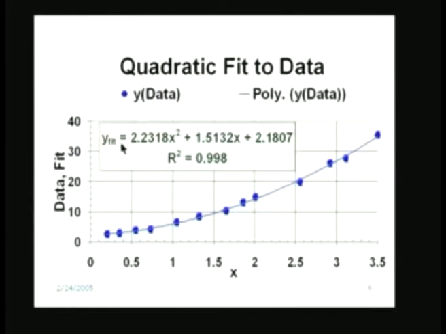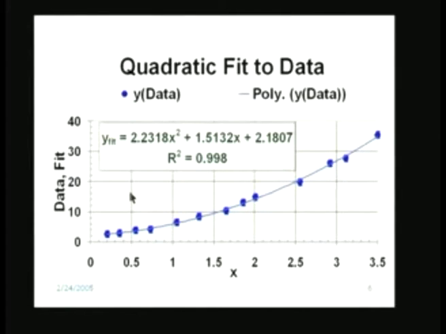So the fit is given by the formula 2.2318 x squared, 1.5132 x plus 2.1807. This is A0, this is A1, and this is A2. I have written in the reverse order. And you see that the coefficients of all the terms A0, A1, A2 are roughly of the same order. That means all the terms are equally important in this particular example. And if you remember, the maximum value of x is 3.5, and x squared will correspond to about a little more than 10. Therefore, this will be a dominant term for a large value of x.